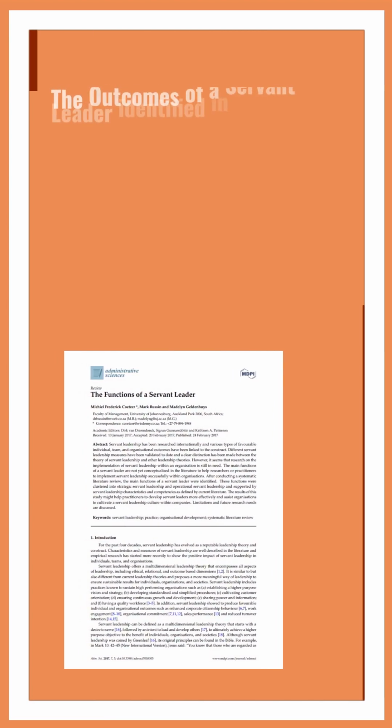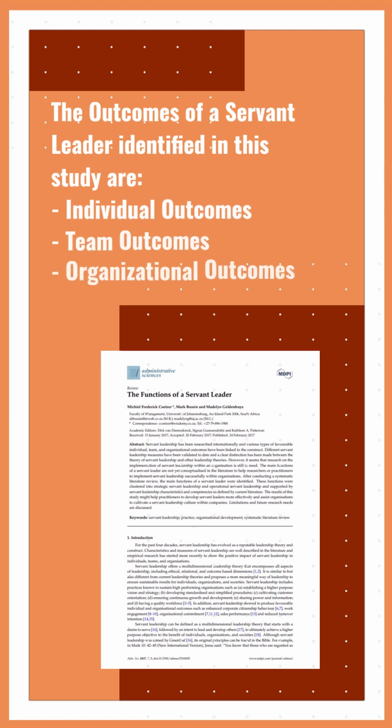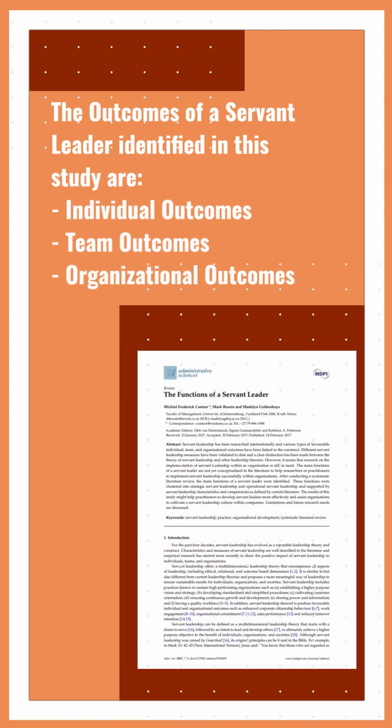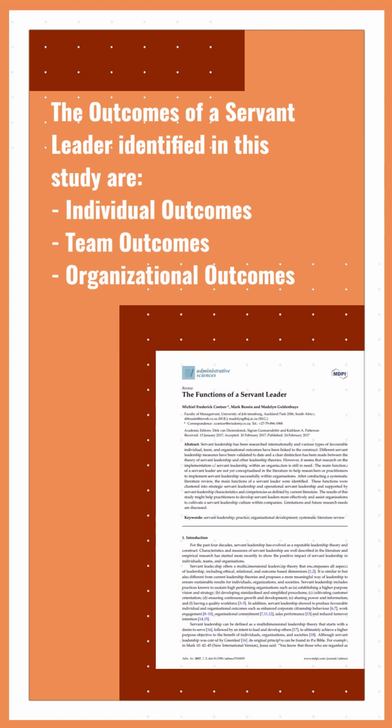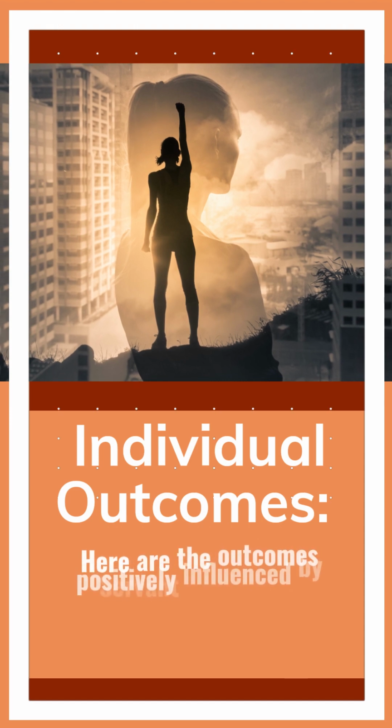The outcomes linked to servant leadership were divided into three categories by the authors, namely individual outcomes, team outcomes, and organizational outcomes. Let's take a look at what the authors found in this extensive review of the literature as it pertains to these three categories, starting with individual outcomes.